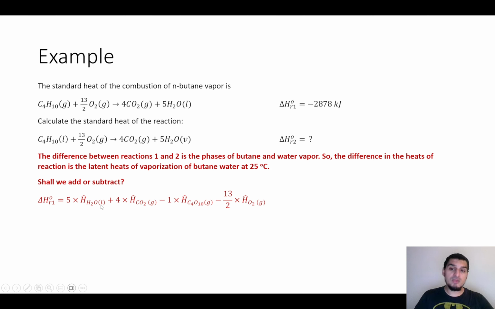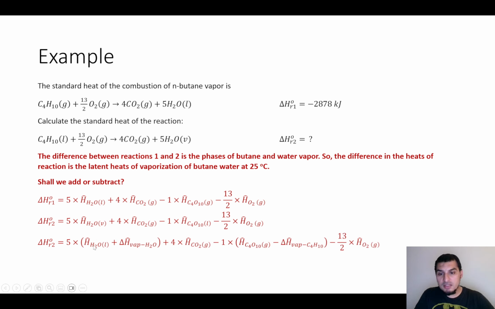For the second reaction, we can do the same. We can describe the heat of reaction as the same thing. The only difference between these two equations is in the phases of butane and of water. So we know that the enthalpy of vapor, if it's saturated liquid, is going to be the enthalpy of the liquid plus the latent heat of vaporization. So to turn the liquid into vapor, we add the latent heat of vaporization. So we can write this term as the enthalpy of liquid water plus the latent heat of vaporization. And the same here, for the liquid, it is the gas minus the latent heat of vaporization.